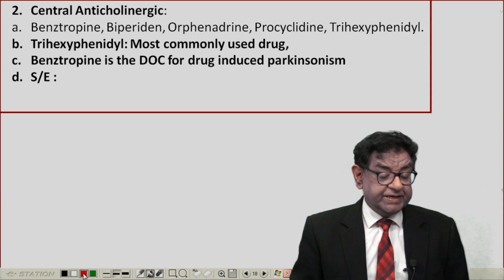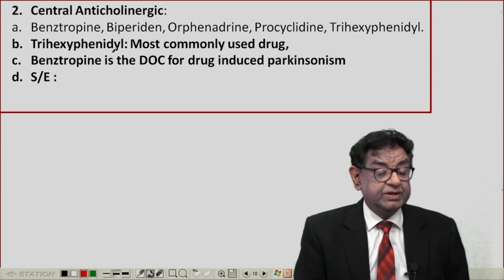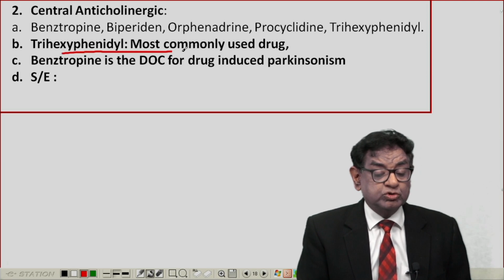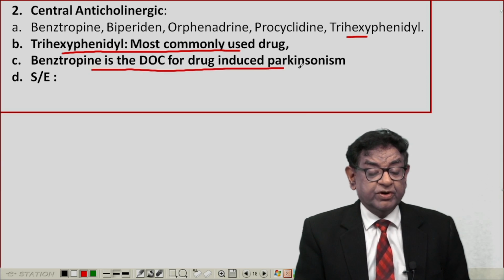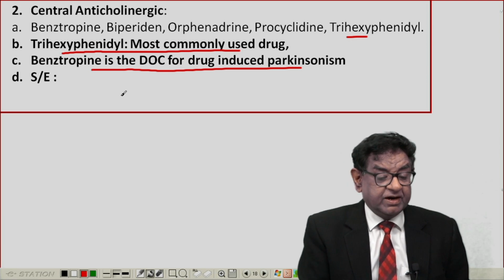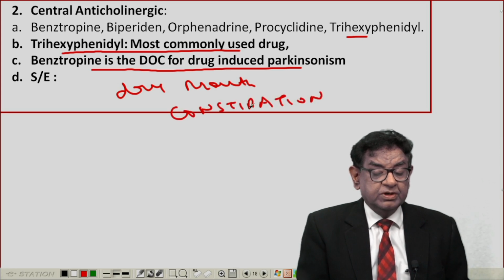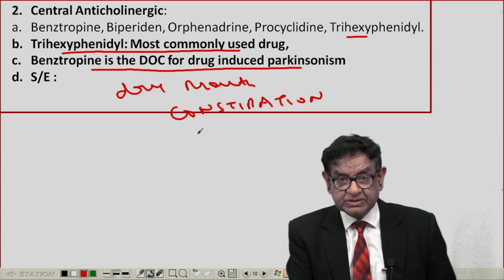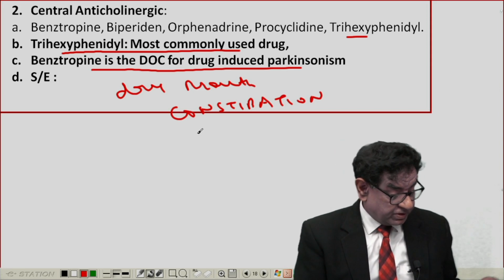Now, central anticholinergic drugs, and the list of drugs is in front of you. Trihexyphenidyl is the most commonly used drug, and benztropine is the drug of choice for drug-induced parkinsonism. But the side effects are dry mouth and constipation, and of course it can also reduce some memory. That's the main problem that we have with this drug.